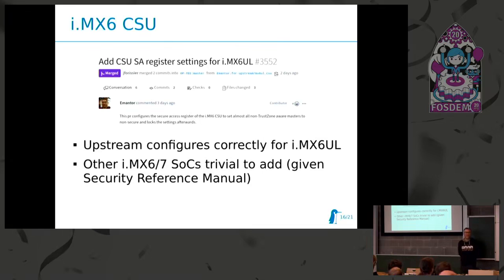It's a part of the SoC, so it's on the system itself. It lives on the bus of the CPU.